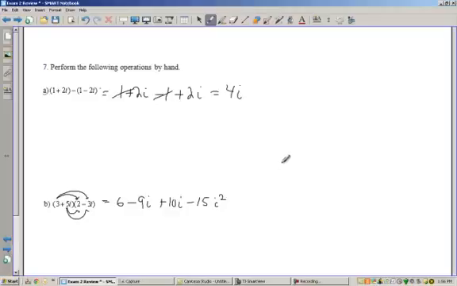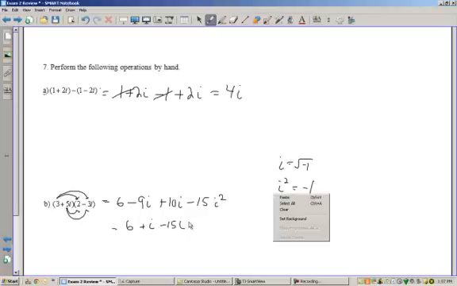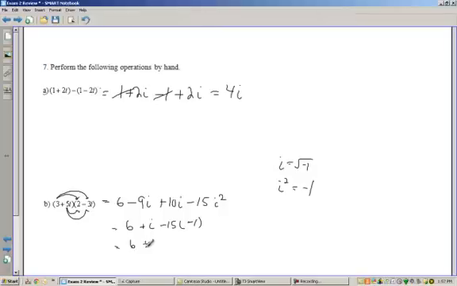And so you have to remember then, i is actually equal to the square root of minus 1. And so eventually we'll use this that i squared is equal to negative 1. So this is equal to 6 minus 9i plus 10i's gives me 1i. Right? Minus $9 add $10 is $1. And then minus 15. And here's why you use this i squared as negative 1. Right? So this is times negative 1. And so that's equal to 6 plus i minus 15 times negative 1 is plus 15. And so I get this to be equal to 21 plus i for my answer.